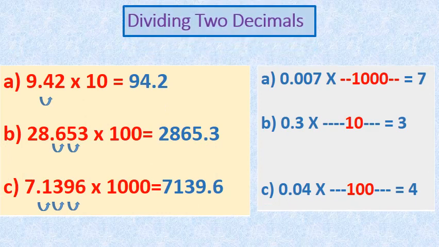Over here we moved it 1 place to the right. It means the answer is going to be 94.2. 2 places to the right because we have 2 zeros and we are multiplying, so the answer is going to be like that. Now 3 places because we have 3 zeros. Now over here we moved it how many places? 1, 2, 3. 3 places means 3 zeros, means 1000. 1 place means 1 zero, means a 10. 1, 2. 2 places means 2 zeros, means 100.